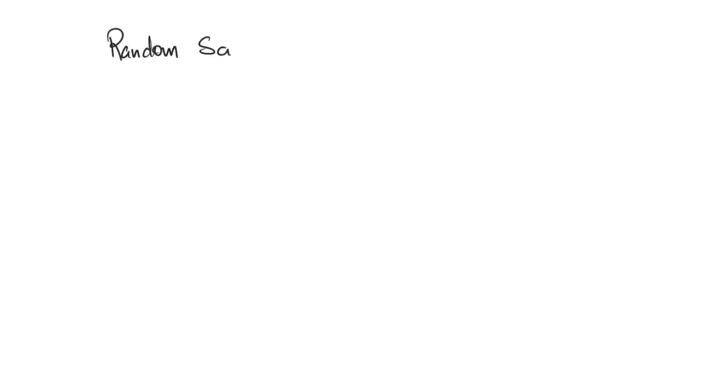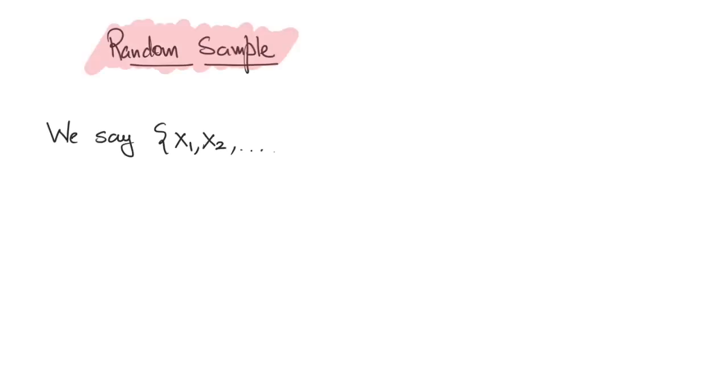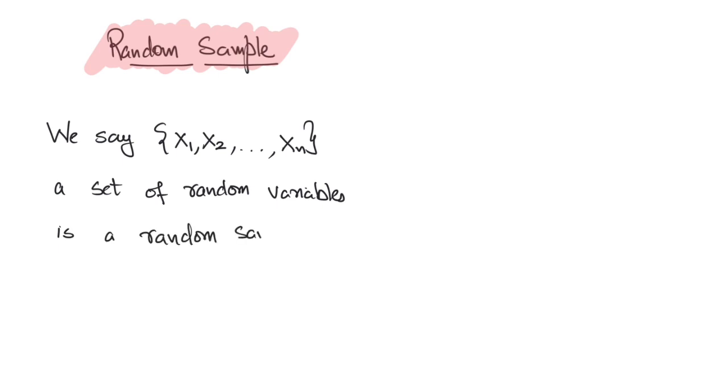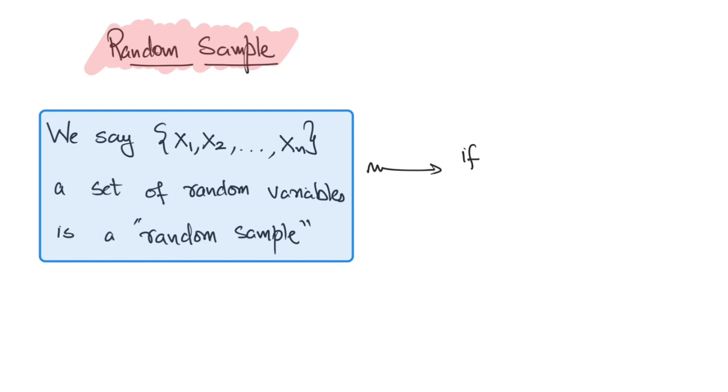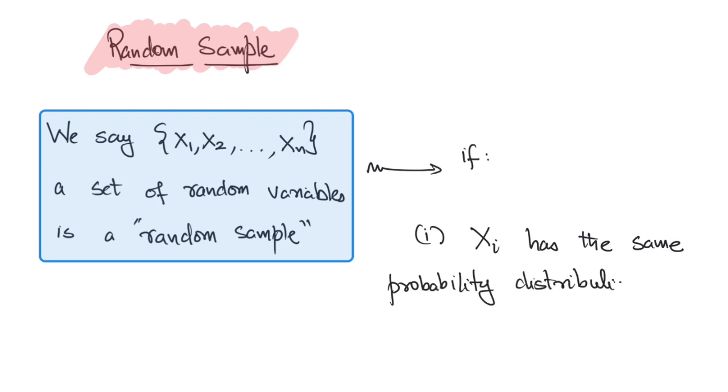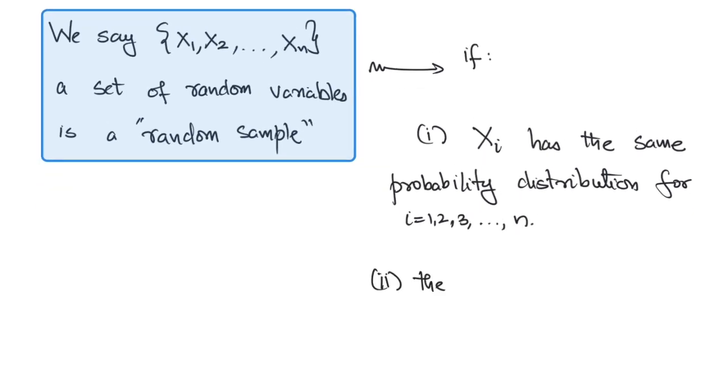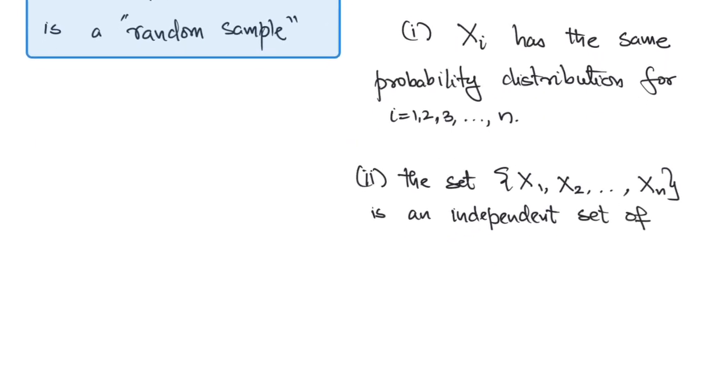We begin with the definition of a random sample. We say that x1, x2 up to xn, a set of random variables, is a random sample if it satisfies two conditions. The first condition is that all the xi's have to have the same probability distribution for i equals 1, 2, 3, all the way up to n. And the second condition for a random sample is that the set x1, x2 up through xn is an independent set of random variables.